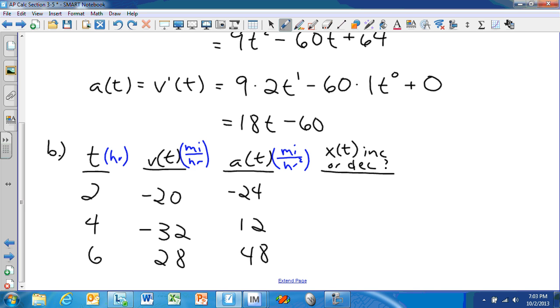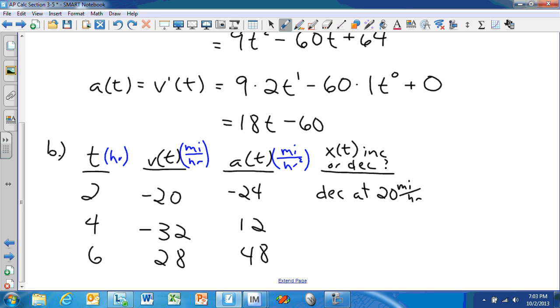So look at the column here for velocity. If it's positive, we're increasing. If it's negative, x is decreasing. So at t equals 2, the velocity was negative 20. That means we are decreasing, and we're decreasing at 20 miles per hour. Notice, by the way, that when we write that, we drop the negative sign, because saying that we're decreasing accounts for the negative. In fact, if you said you're decreasing at a negative number, that actually means you're increasing. So make sure if you're writing that out, you drop that negative sign.